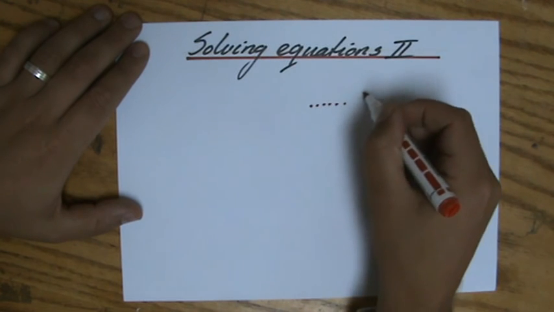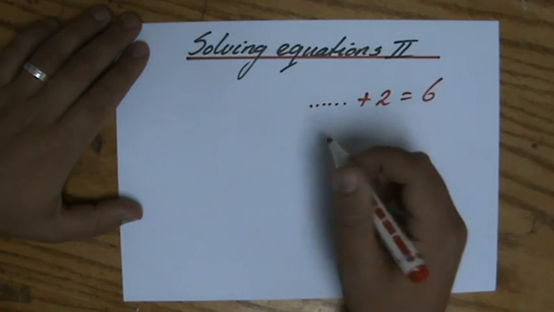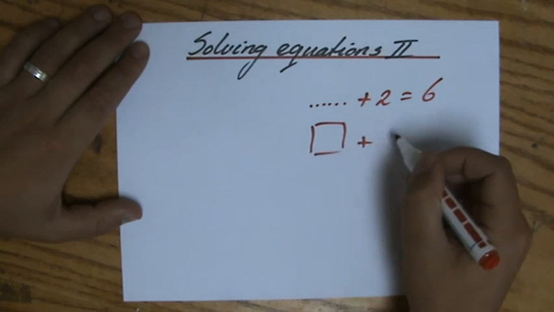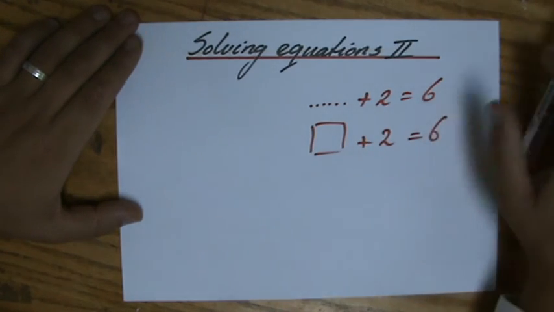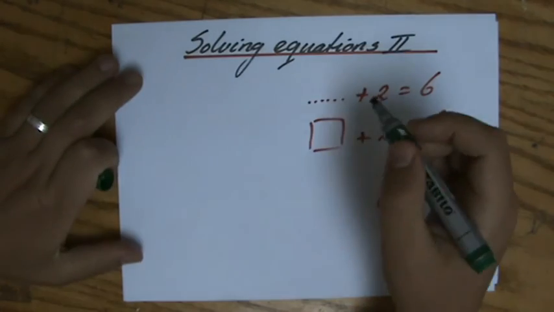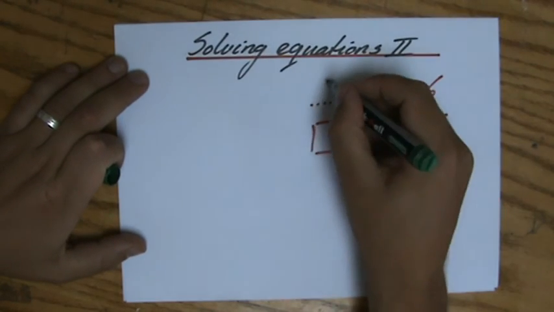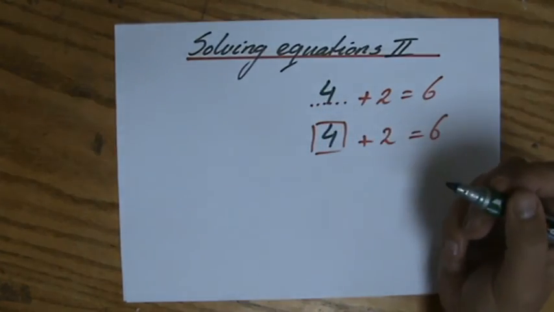If you had dots plus 2 equals 6, or perhaps some square plus 2 equals 6 in primary school, you would say, well, which number plus 2 is 6? And you would say, well, that is the number 4.